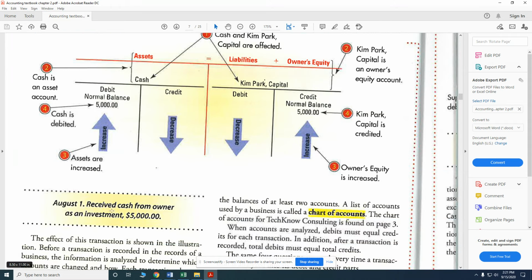Received cash from owner as investment, $5,000. So you might recall we did this using pluses and minuses. But now we're going to use debits and credits. Asset, cash gets a plus 5,000. So you debit. Owner's equity, capital account gets 5,000. So you credit. There's a plus on the left, plus on the right. 2 accounts are impacted, and the equation is in balance.